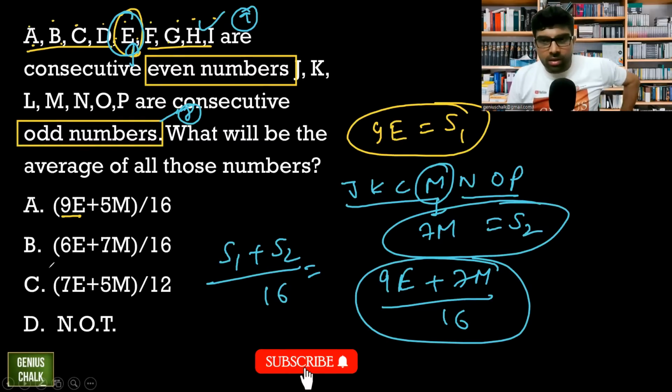There are 7 numbers, na? It should be 7M. So it is none of these. Actually, this should be 7M. Okay, so none of these is my answer.